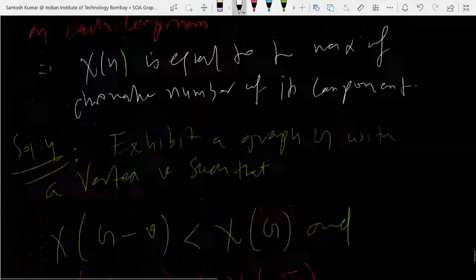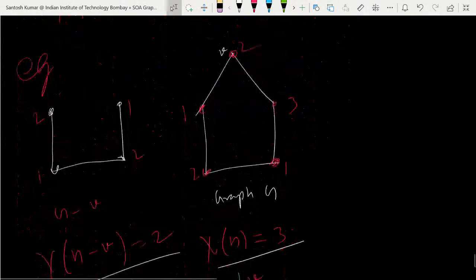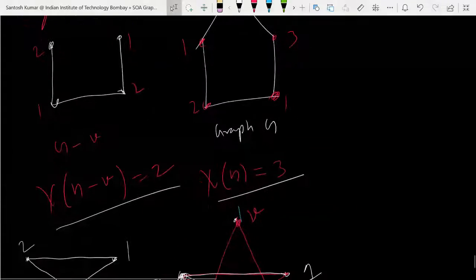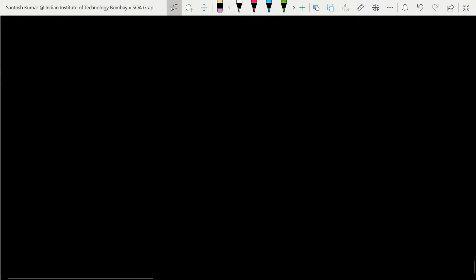So the question was to give one example of graph G. So that graph G is C5. That's fine. And the other one also told one example. So what was your example? K4, you told? Yes, sir. Okay, so you check for K4.